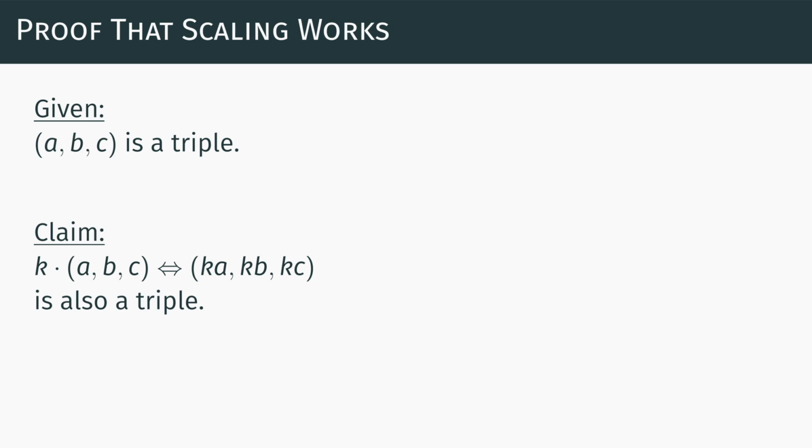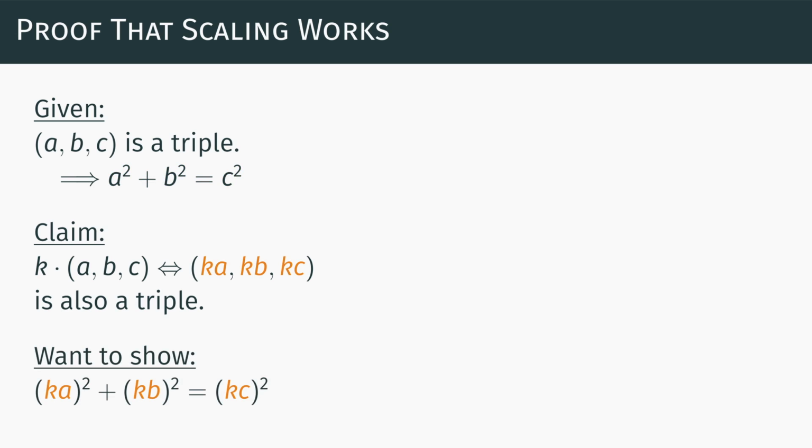So before we move on and try to actually prove this, let's think a little bit more about what that given tells us. That given tells us if ABC is a triple, well, really that's just a way of saying a squared plus b squared equals c squared, right? That was the definition of what it meant to be a triple. And now let's go back and think about what's our claim? Well, if Ka, Kb, Kc is our triple, that's what we're going to claim, really that just means that Ka squared plus Kb squared is equal to Kc squared, right? That's what a triple is.